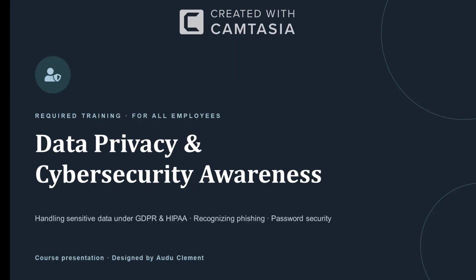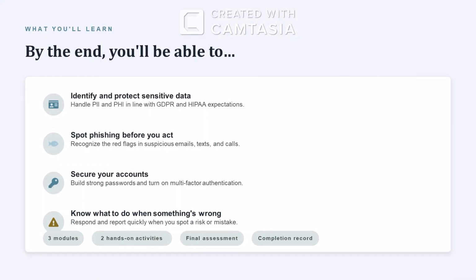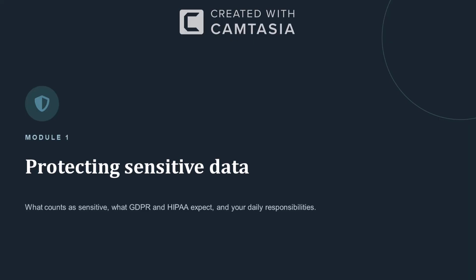Let's get started. At the end of this course, you'll know how to recognize and protect sensitive information, discover suspicious messages before they cause harm, set up strong passwords with an extra layer of security, and respond quickly when something goes wrong. These will be covered in 3 short modules, with a few hands-on activities and a quick final check. Let's start with Module 1, Protecting Sensitive Data.